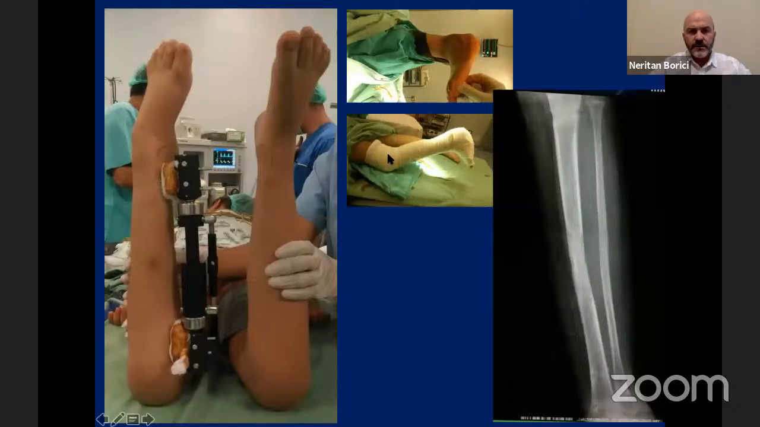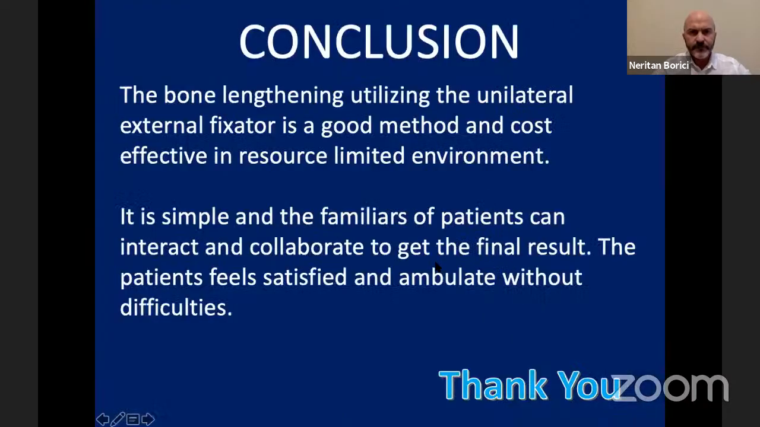Just to say that in all the cases of the tibia, we also lengthened the Achilles tendon because of the equinus.